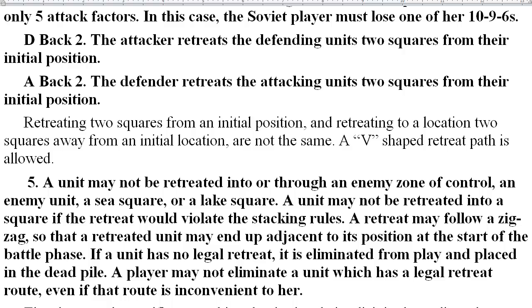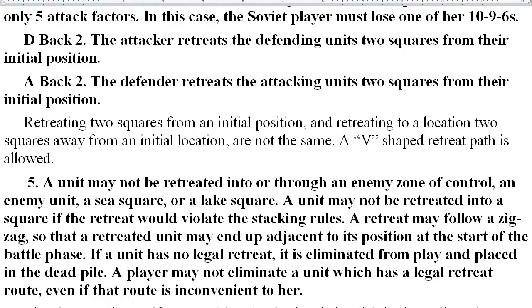In a D back 2, the attacker retreats the defending units through 2 squares from their initial position. The retreat does not have to be in a straight line, it just has to be through 2 different adjoining squares. Ditto, in an A back 2, the defender retreats the attacking units 2 squares from their initial position. That's just start position, first square, second square. There's no requirement that the retreat be in a straight line. But you have a couple of limits.